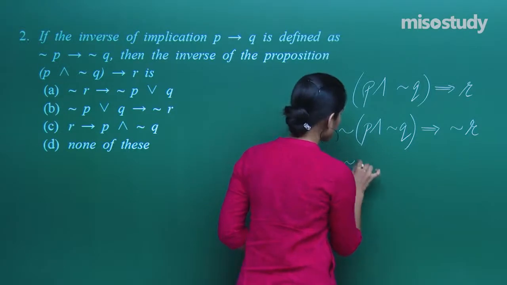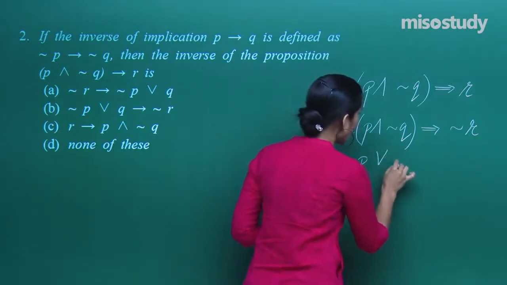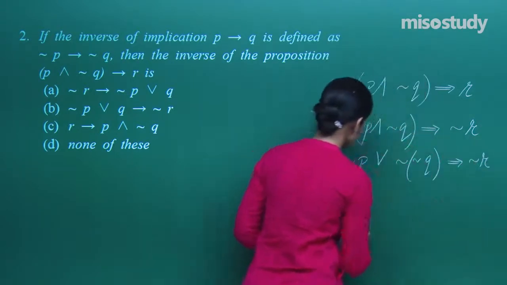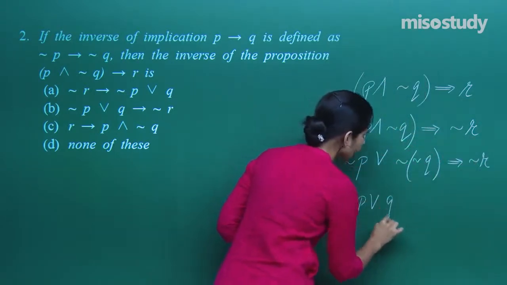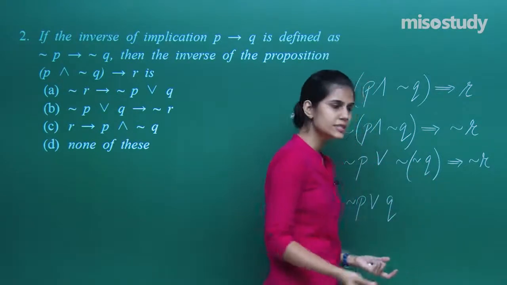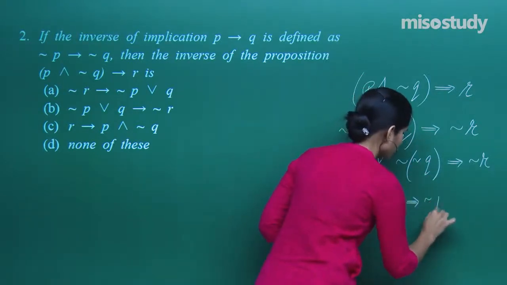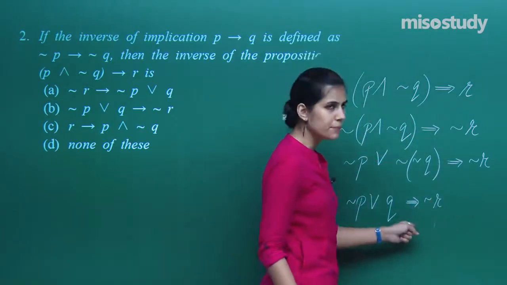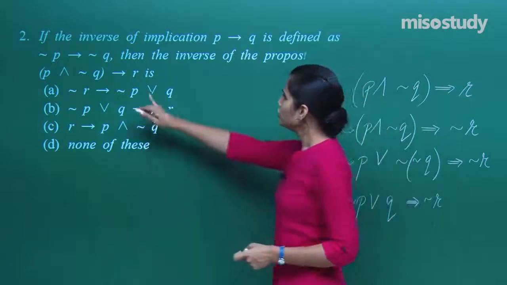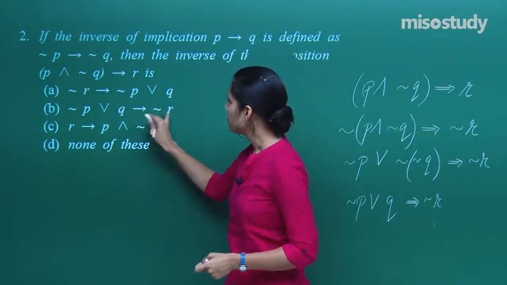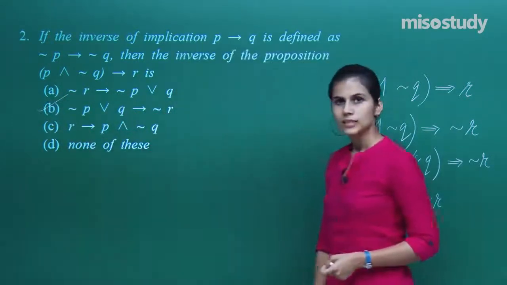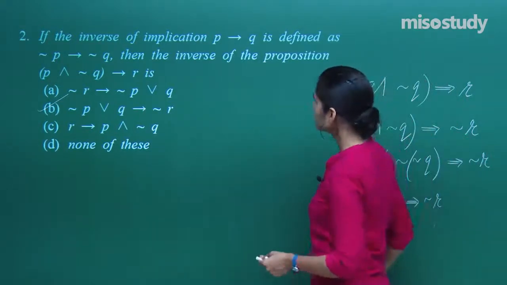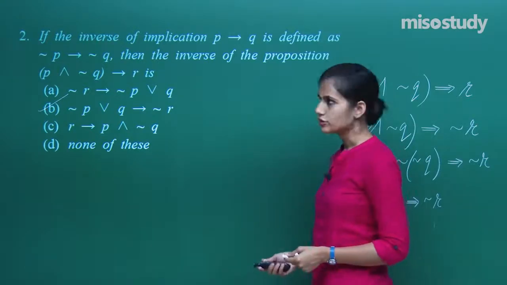What is this? Just open it up. We know the properties. This is not P or not of not Q implies not R. This is not P or Q, because the negation of Q is Q itself, implies not R. So what you have is not P or Q implies not R. That's the correct answer, the inverse of the given proposition.